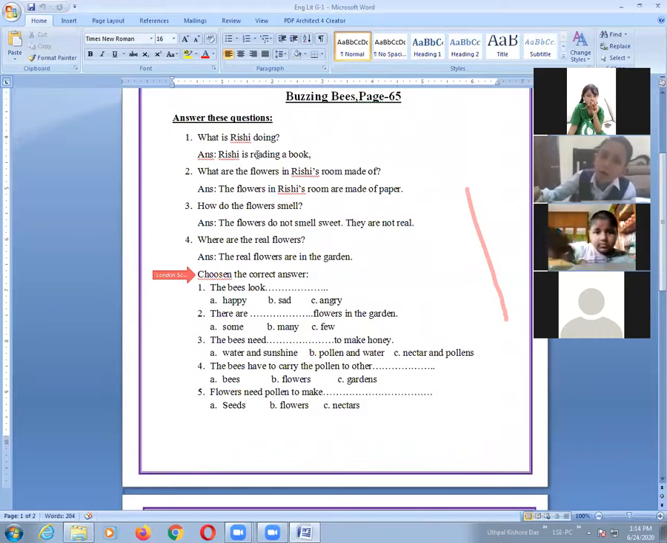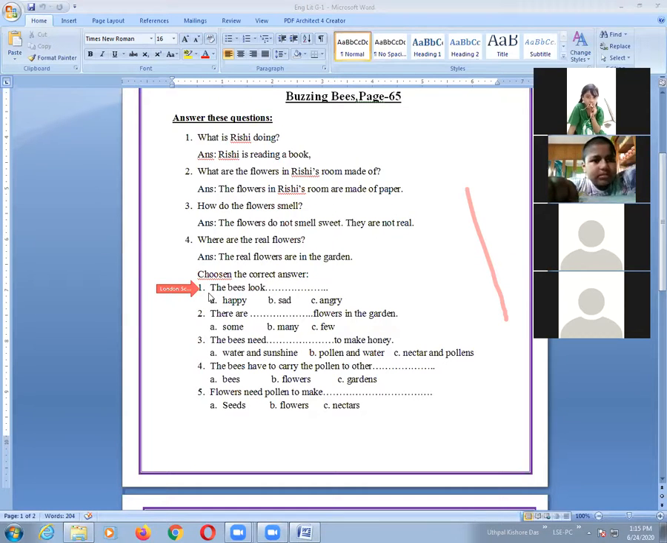Number one. See here. The bees look happy. The bees look sad. The bees look angry. What might be the answer? The bees look happy. This is the answer. Have you seen it now?